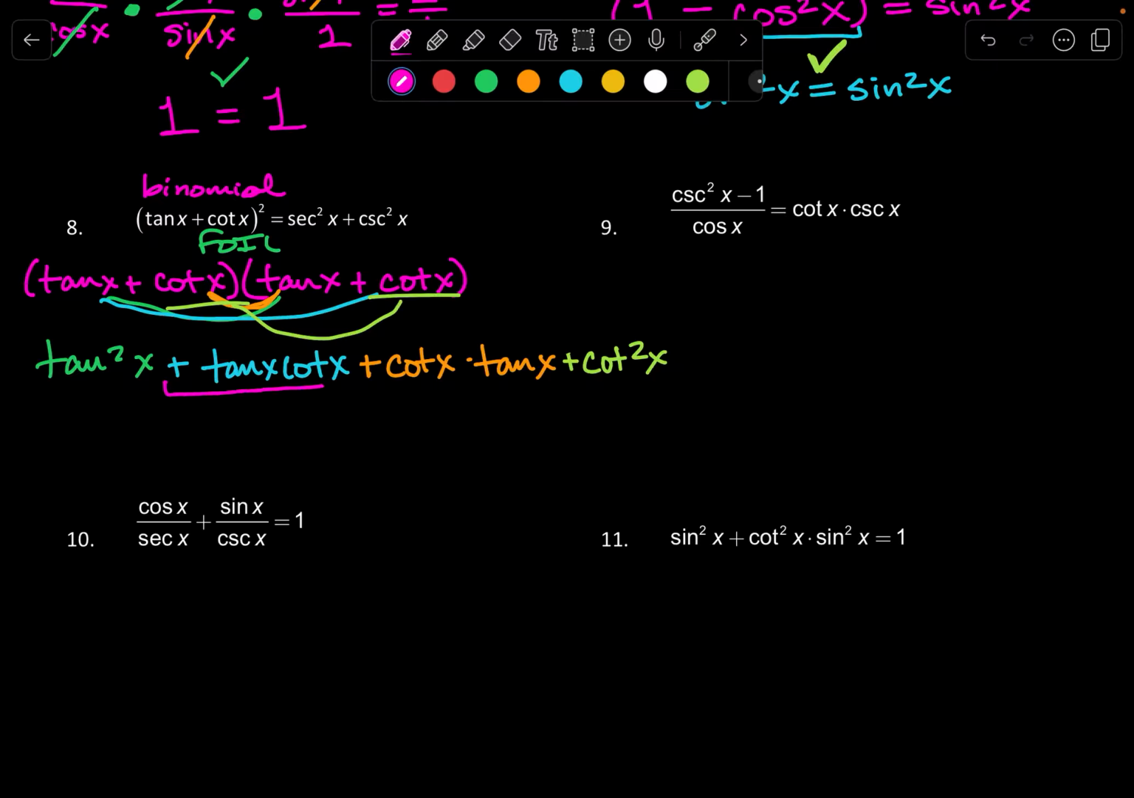Looking at this light blue right here, I'm adding tangent times cotangent. Tangent and cotangent are reciprocals, which means when you multiply them together, they just equal 1. And actually looking at this orange section, I've got the same thing. I've got plus cotangent times tangent, so plus 1.